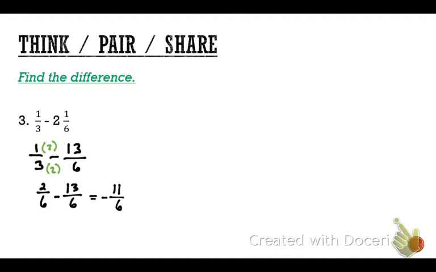Take the sign of the larger number, but then remember, I cannot leave it like this because that's what? That's improper. I don't want it to be improper, so if I fix that, did anyone get what it would be? Okay, very good. And remember, it was a negative, so it's -1 5/6.